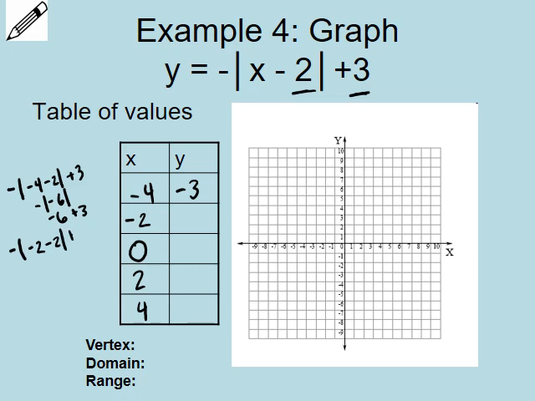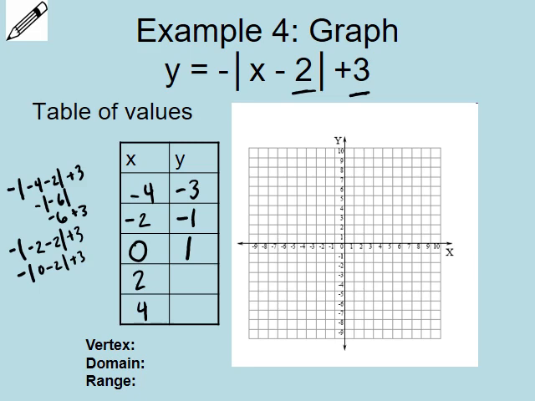Negative 2 minus 2 gives me negative 4. The absolute value of negative 4 is 4. Throw a negative out front, negative 4. Negative 4 plus 3, negative 1. Let's do a 0. 0 minus 2 is negative 2. The absolute value of negative 2 is 2. Throw a negative out front, negative 2. Negative 2 plus 3, 1. If this gets confusing, make sure you write out the steps. It'll help you understand it. It's worth it, you guys.